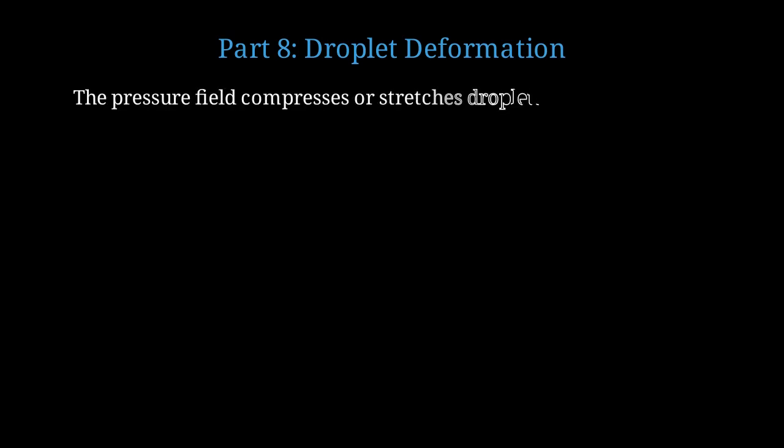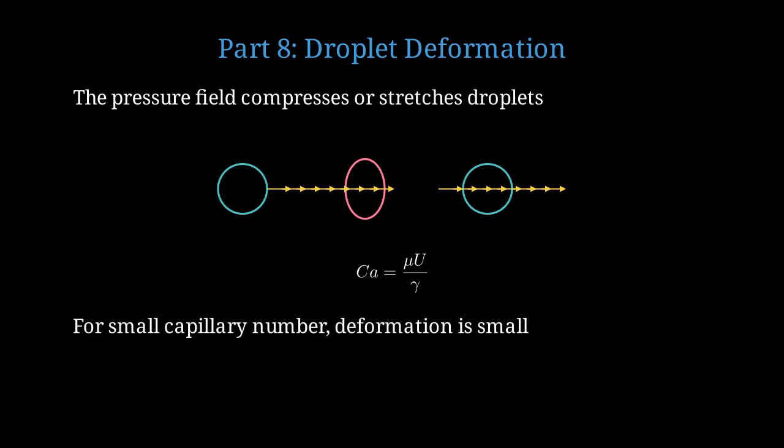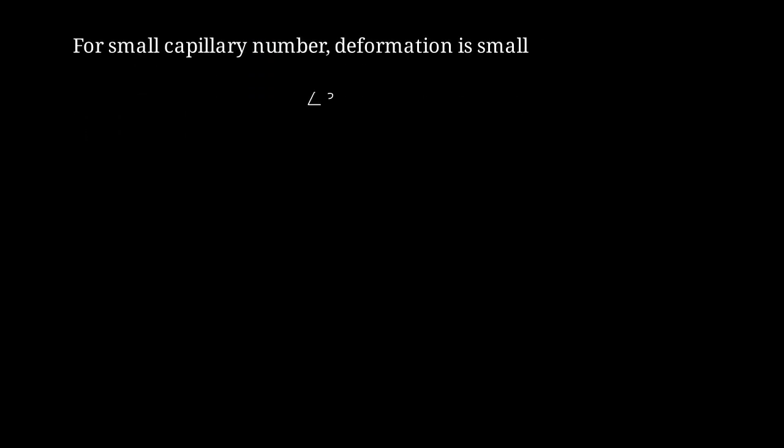Beyond translation, hydrodynamic interactions cause droplet deformation. The pressure field created by neighboring droplets can compress or stretch a droplet shape. The middle droplet experiences asymmetric pressure from its neighbors, causing it to deform from a sphere into an elongated shape. The capillary number, viscosity times velocity over surface tension, determines deformation magnitude. For small capillary numbers, surface tension dominates and deformation remains small. Typical fractional deformations are 1 to 10% in microfluidic systems.